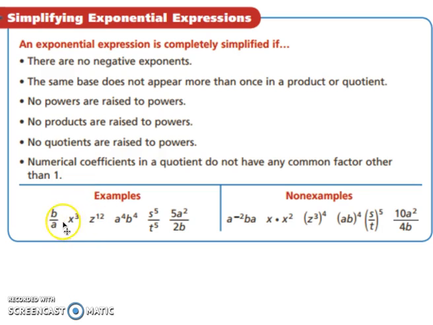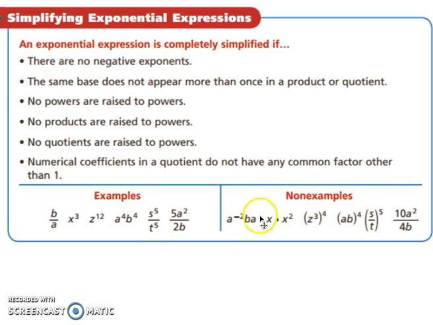For example, b divided by a, x to the third, z to the 12th, a to the 4th, b to the 4th, s to the 5th divided by t to the 5th, 5a squared divided by 2b. These are examples where things are completely simplified.